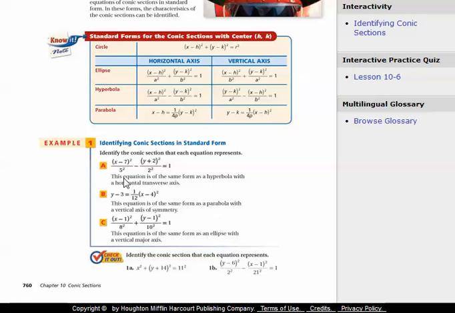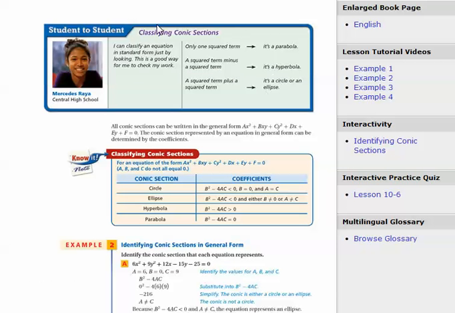So like example B here, I see that x is squared and y is not, so I know it's going to be a parabola. Here I'm subtracting, so I know it's going to be a hyperbola. Okay, the thing you have to be careful of is whether it's a circle or an ellipse. Sometimes they try to trick you a little bit with that. Here are some student to student helpful hints here. You can read over those.